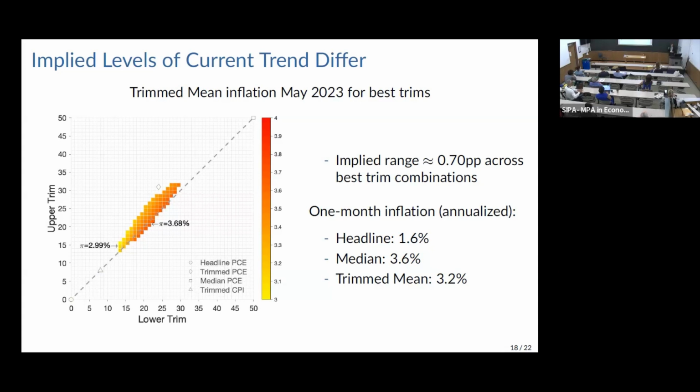In particular, I'm looking at mean inflation for May 2023 for our best trims. Again, you have the lower trim here and the upper trim here. You can see in red the inflation rates associated with this exercise; they range from a little bit below 3 to maybe 3.7 percentage points. That's a sizable difference even for these optimal trims, remember, the blue area that's typically giving you the same root mean squared error. Just to put this in perspective, annual inflation in that period was actually 1.6, 3.6, and 3.2. So these are large differences in what you're communicating.